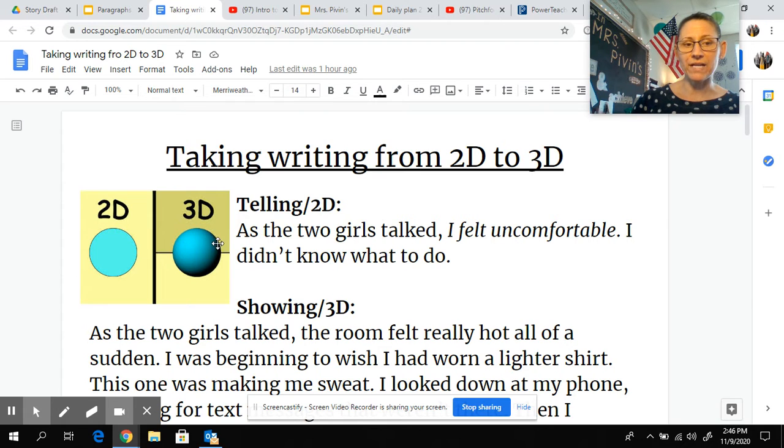Whereas this image right here goes across and up and down, but it also has the illusion of having depth. It also has the illusion of popping out of the page. Now, I want your writing to also pop off the page and not be boring and not be flat like this two-dimensional image. So a two-dimensional description would say, as the two girls talked, I felt uncomfortable. I didn't know what to do. Uncomfortable.